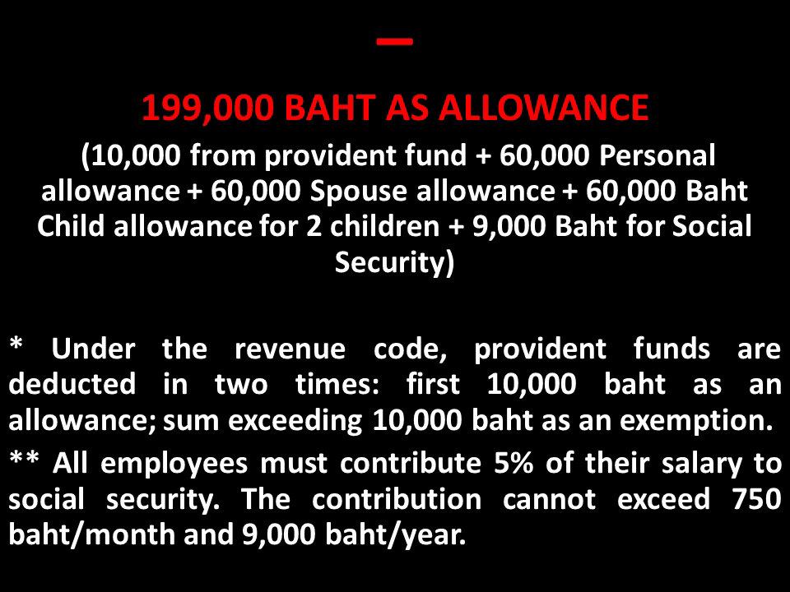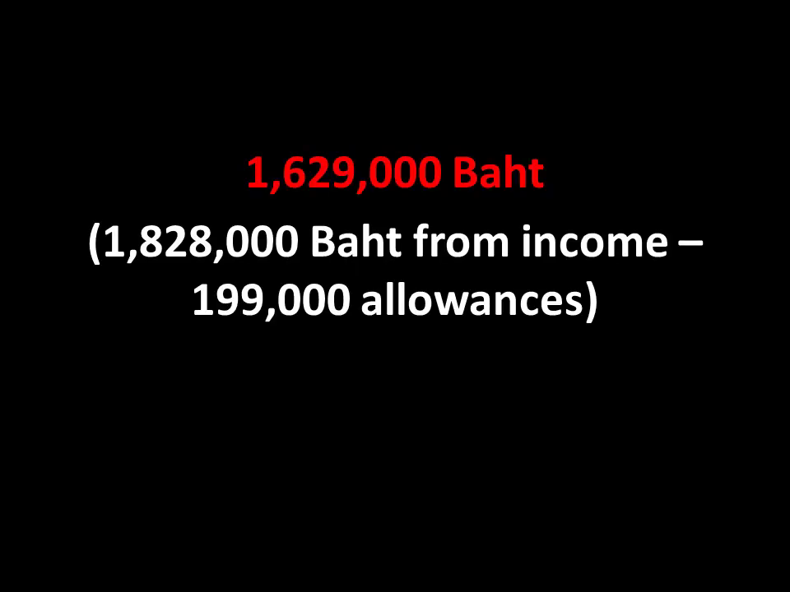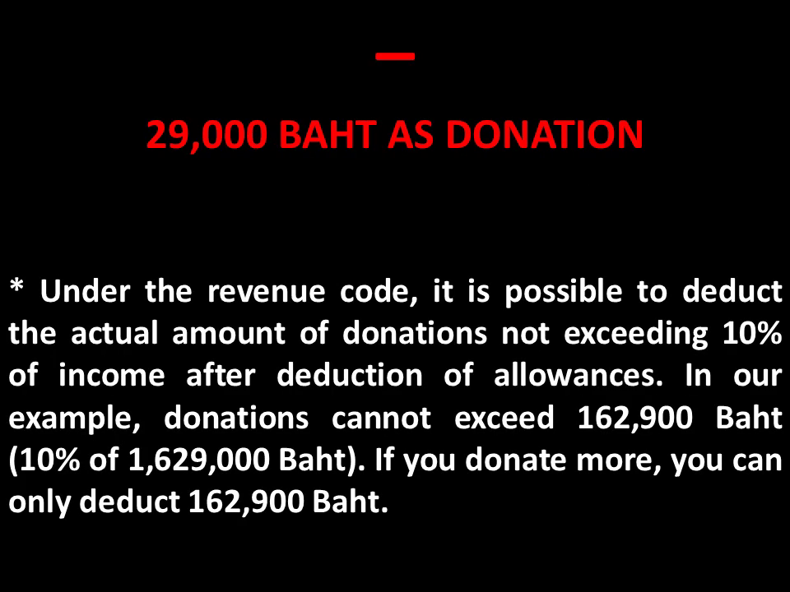Altogether is 199,000 baht. The balance is 1,629,000 baht after you deduct the allowances. Do we have any donation? Yes, we have 29,000 baht as a donation, so you can deduct the real amount of money that you donate to temples, charitable organizations, but this amount of money cannot exceed 10% of your balance.